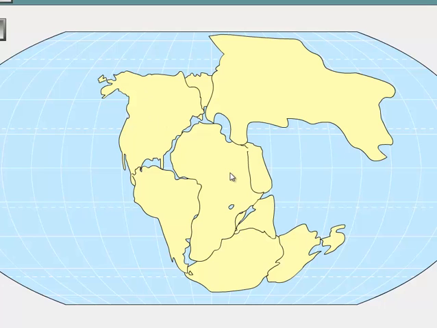When North America slammed into Africa, it created the Appalachian Mountains right here. We picked up some of Africa when we split, but it made the Appalachian Mountains, and they were supposedly taller than the Rocky Mountains are today, which is caused by this convergence over on this side.